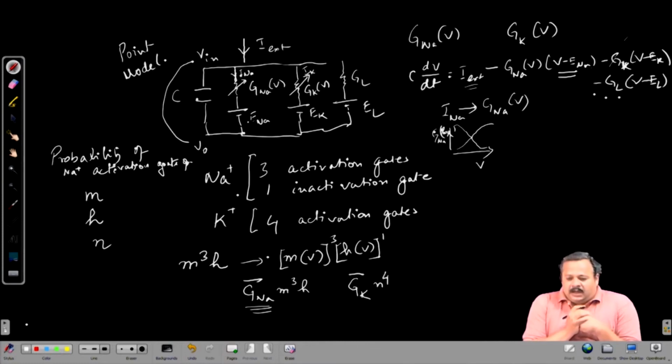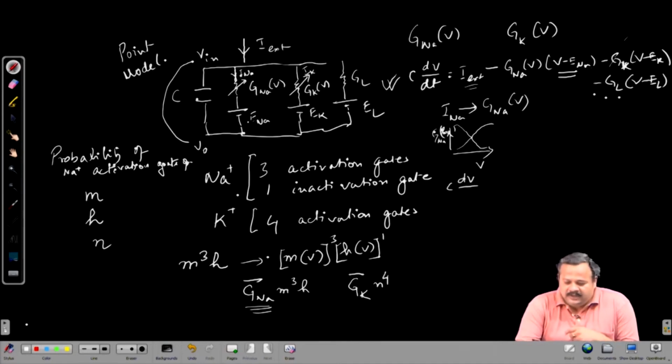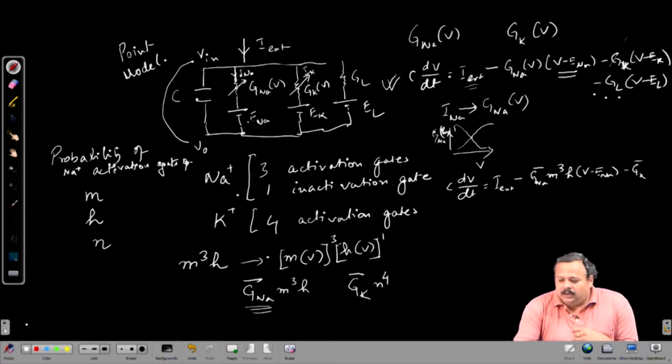So, we can now rewrite the same equation using these terms, GNA bar and GK bar, and get a new equation where C dV/dt is equal to I external minus GNA bar M cube H times (V minus ENA), minus GK bar n to the power 4 times (V minus EK), minus our passive conductance G leak times (V minus E leak).